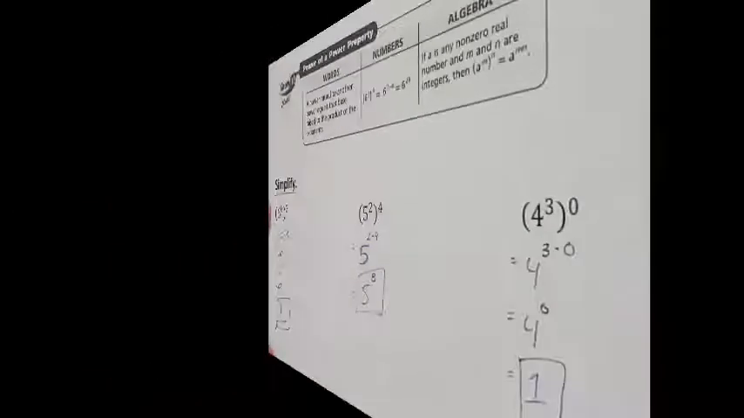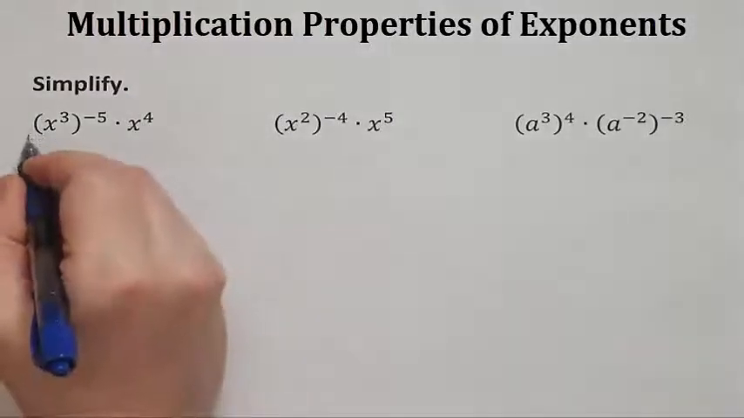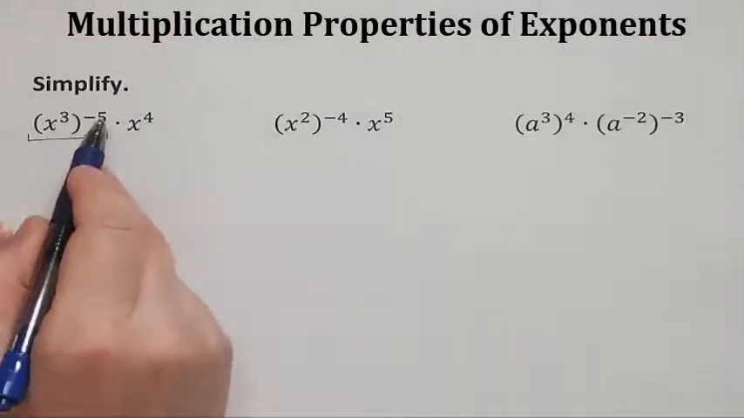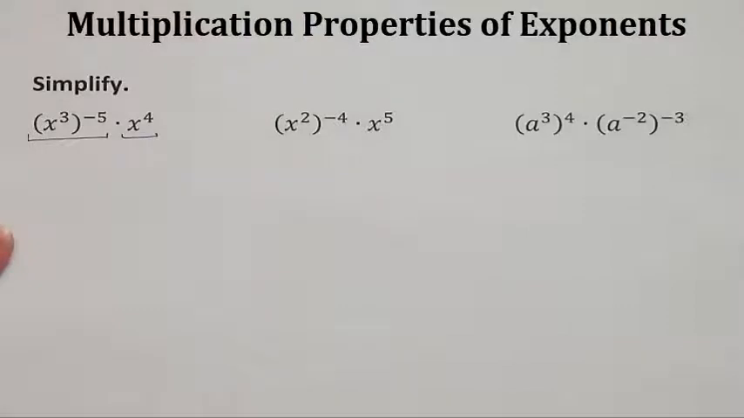So my answer is 1. Let's go ahead and try a couple more examples using our power to a power rule. So in this problem, I see that I actually have one power to a power rule being multiplied to another problem. So let's go ahead and solve this.